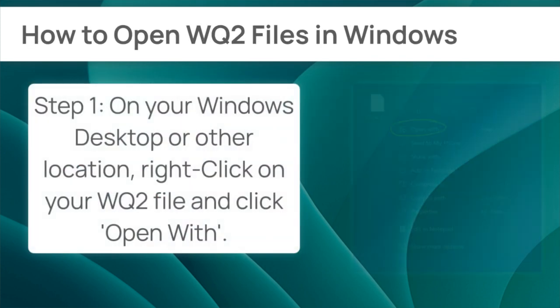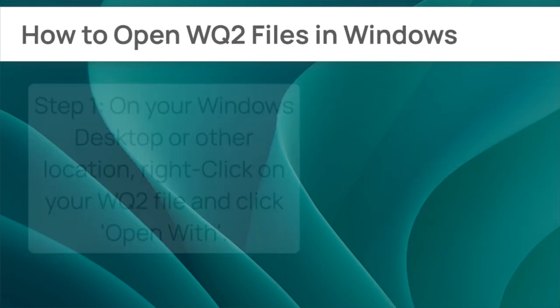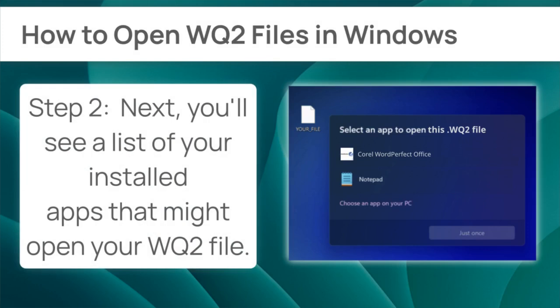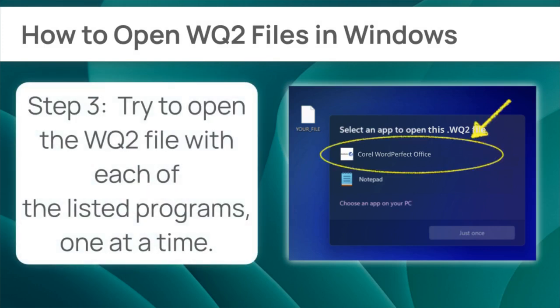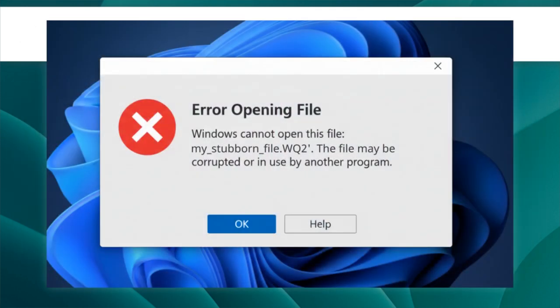The initial test: right-click the WQ2 file and choose Open With. If Corel WordPerfect Office is installed, test that first. If it's not present, choose another program. Don't worry if it fails on the first try. If the WQ2 file still will not open, there is no need to stress.